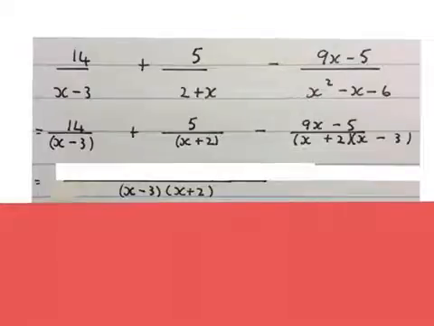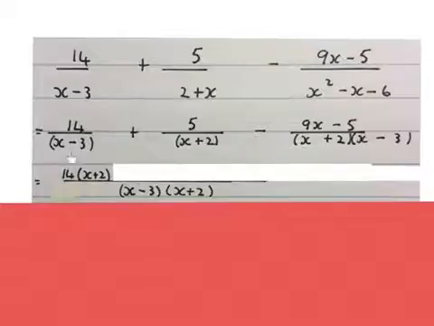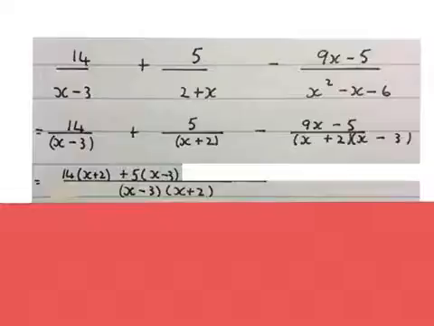Now we do the following. We ask, what do you times this bottom to get this bottom? That is x plus 2. So if I times this by x plus 2, I must also times this guy by x plus 2. So I write the 14 and then I write x plus 2 in a bracket next door. Then I ask, what do I times this bottom to get this bottom? I will times him by x minus 3. Then we also times the top by x minus 3. So you write down the plus 5 and you times the 5 also by x minus 3.